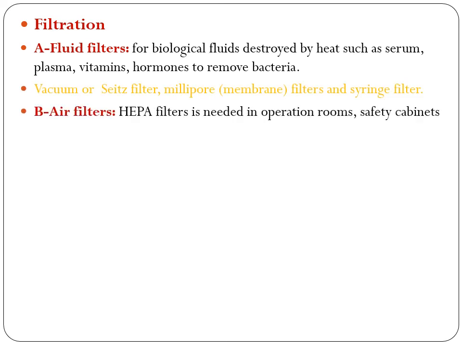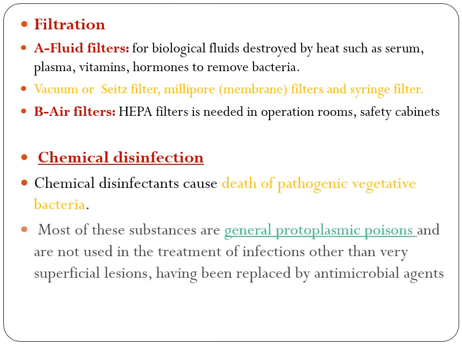Talking about filtration, we have different types of filtration. Fluid filters are used for fluids or biological fluids which are destroyed by heat, such as serum, plasma, vitamins, and hormones, in order to remove bacteria. There are different types of fluid filters, including vacuum or Seitz filters, Millipore or membrane filters, and syringe filters. For air filters, we can use HEPA filters as needed in operation rooms and safety cabinets.